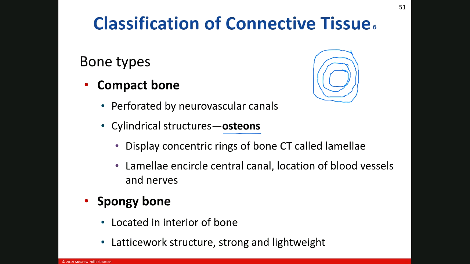So just keep in mind the central canal. You want to know this. That's where blood vessels and nerves are found, and that's been asked on a lab test before. There'll be a picture of an osteon up there, and there'll be an arrow pointing to that, and it'll say, "What do we find inside this structure?" So you need to know what the structure is. Don't write nucleus. It's not a nucleus. People do that, and it makes me sad. It's the central canal, and that's where blood vessels and nerves are found.